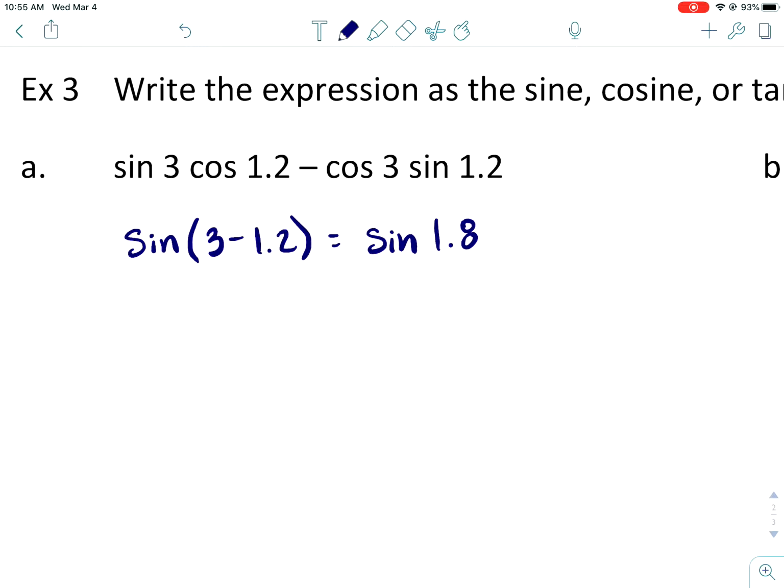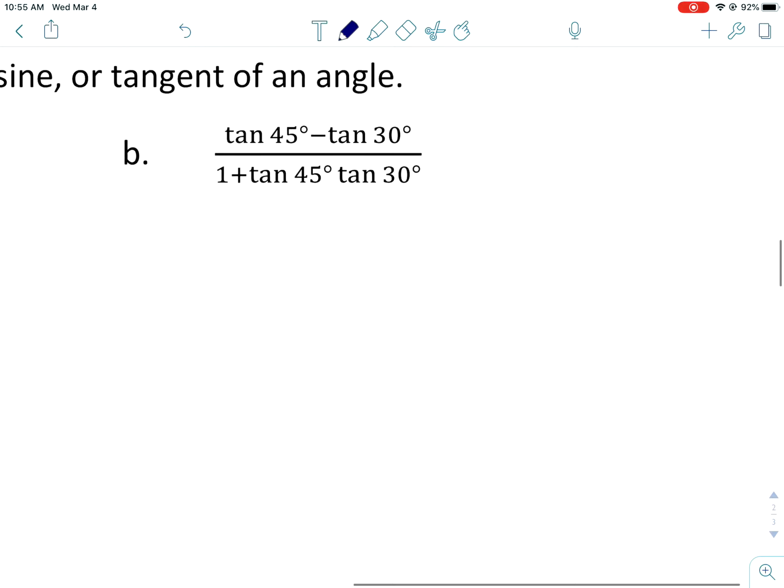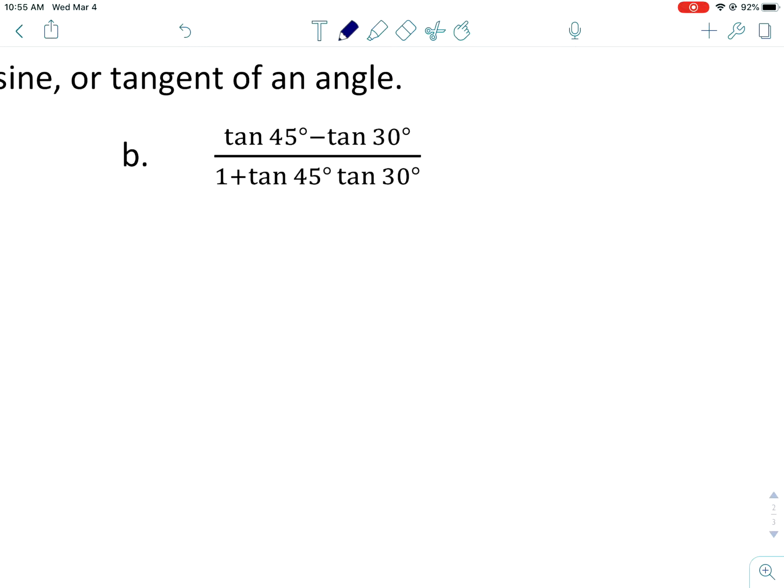Now, can we figure that out without a calculator? No. 1.8 is not special. We can't figure out the sine of 1.8 without a calculator, so let's just leave it like that. All right, y'all try B on your own.